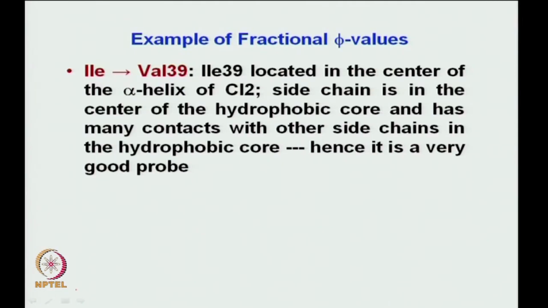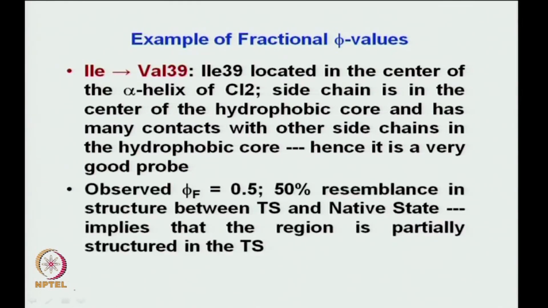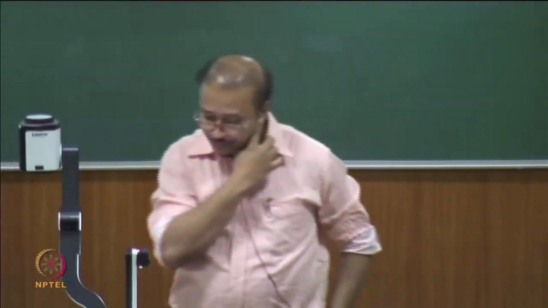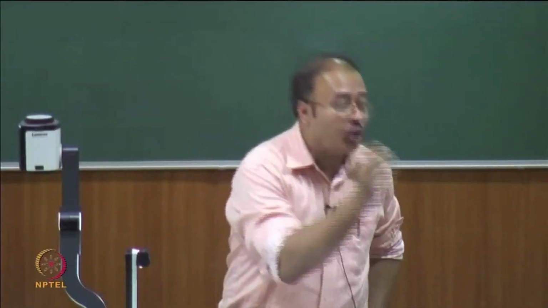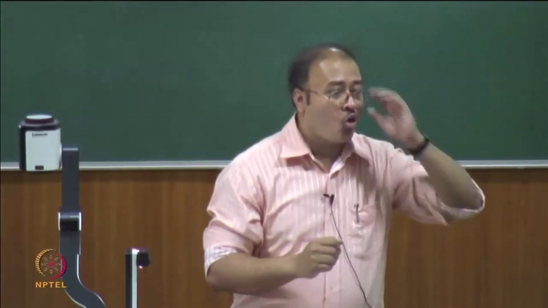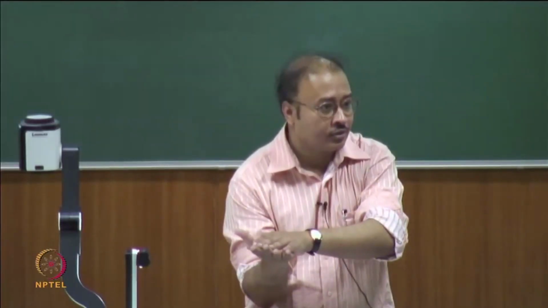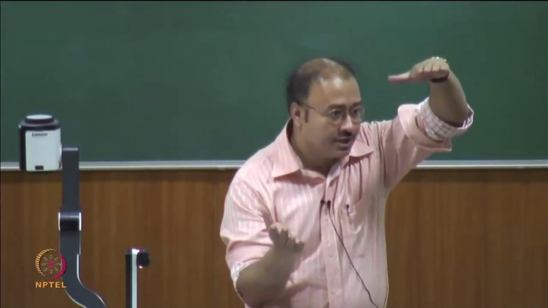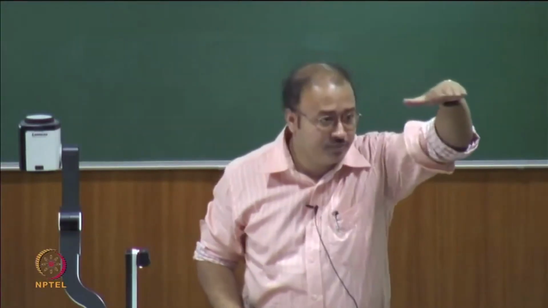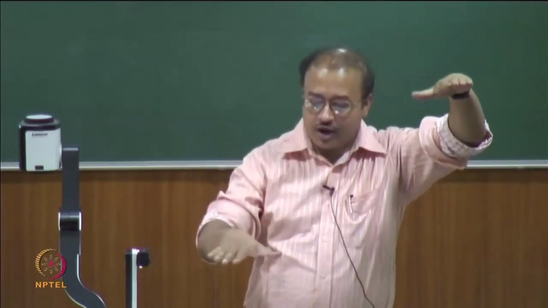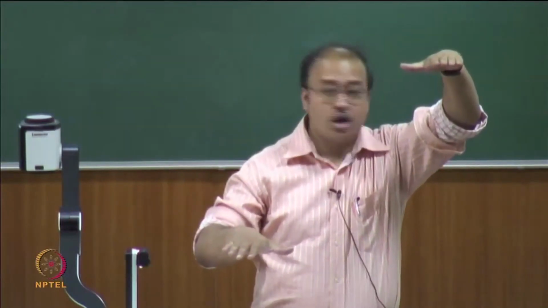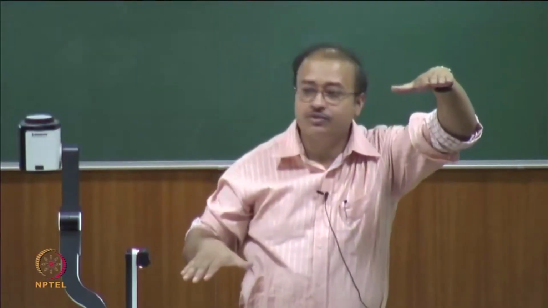Now, on doing this, what was found was a phi f of 0.5. See, what does it mean? If you think about phi f of 1, it meant that delta G double dagger was equal to delta G f, right. Now, if it is 0.5, what does it mean? That means whatever you have in the native state, half of it is being developed in the transition state. That is what 0.5 means, right. So, whatever you have in the native state, half of it is developed in the transition state. That means there is a half resemblance, at least a 50% resemblance.